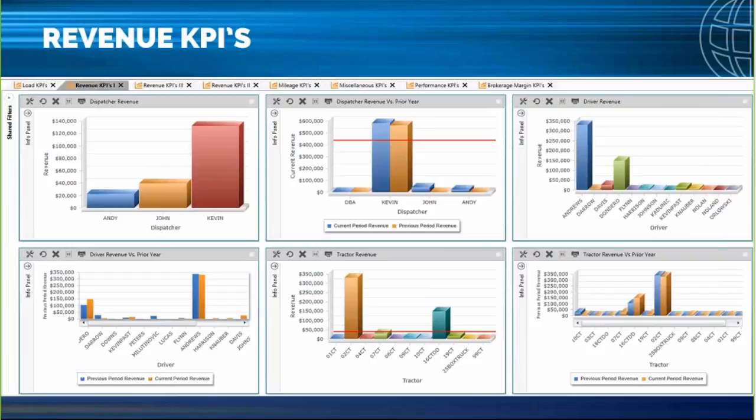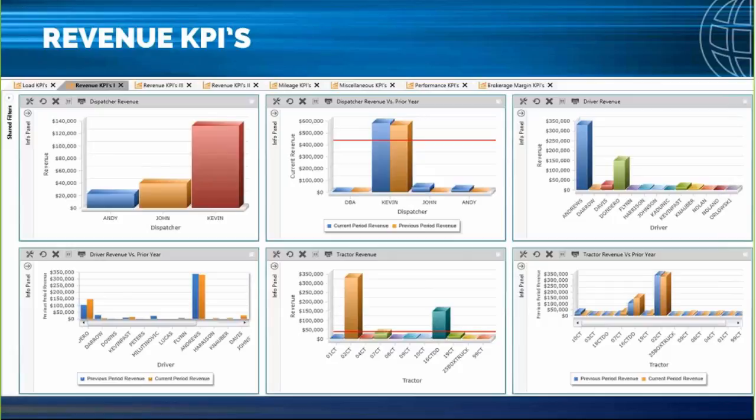Revenue KPIs, there's going to be 3 different views that we're going to look at here. But some of the information, once again, in these KPIs, we can see dispatcher revenue in the upper left. To the right of that, we can see dispatcher revenue versus the prior year. And in that one, we've got a goal line, so we can see dispatchers that are above or below that line. We can see driver revenue next to that. And once again, we can look at any time frame that we'd want to look at.